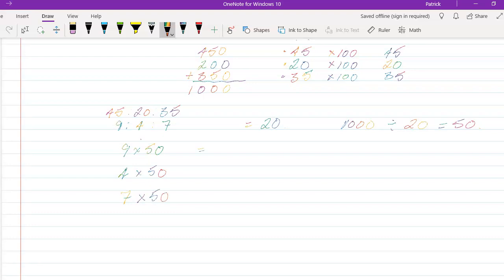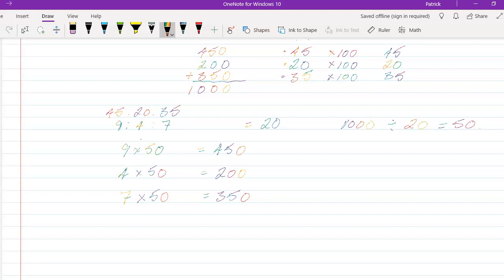So 9 fifties, that's 450, and that's 200, and that's 350. So we can see that we are correct: the first person got 450, the second person got 200, and the third person got 350.